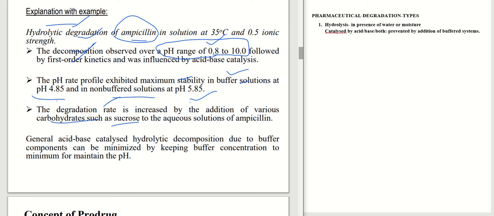Because ampicillin is a very good example for dry syrup, because most of the drugs or chemical compounds that are prone to hydrolytic degradation are not formulated as solutions. Instead, they are formulated in a dried powder form, like dry syrups.